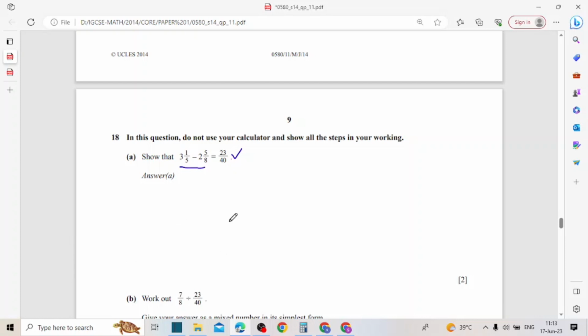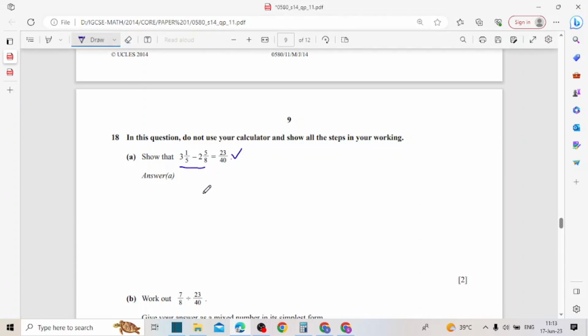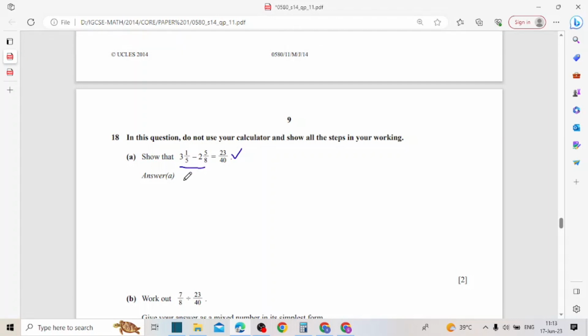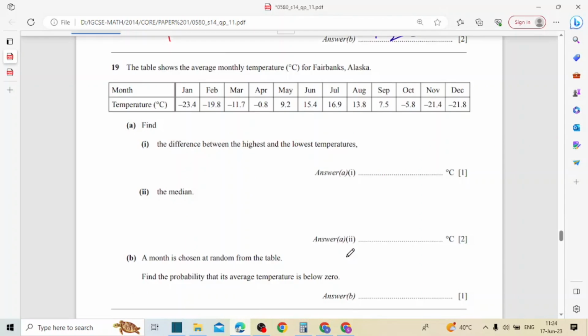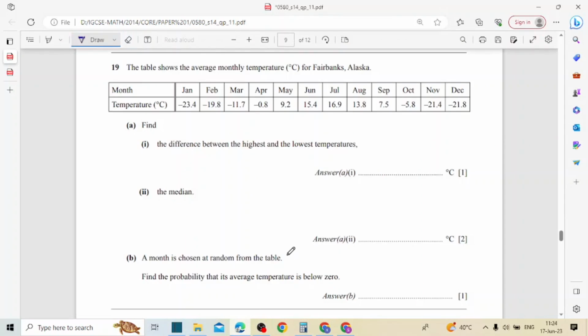So the first step, 3 1/5 minus 2 5/8. How to simplify this? First, question number 19.